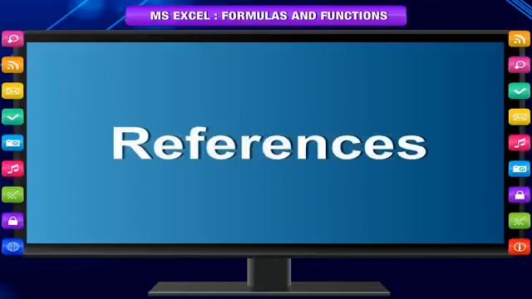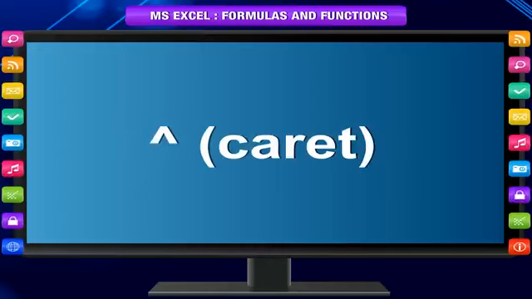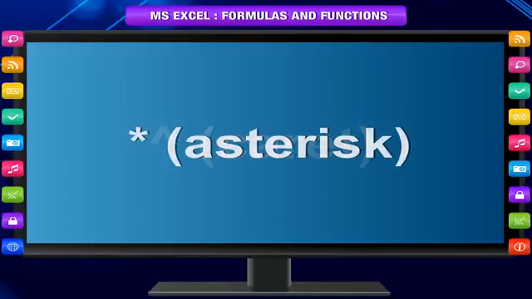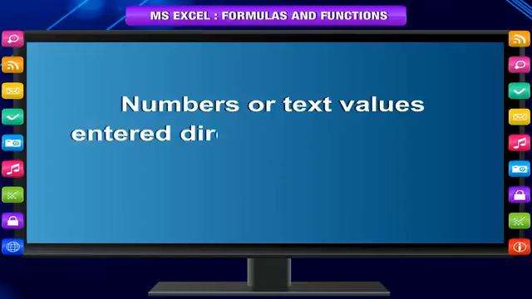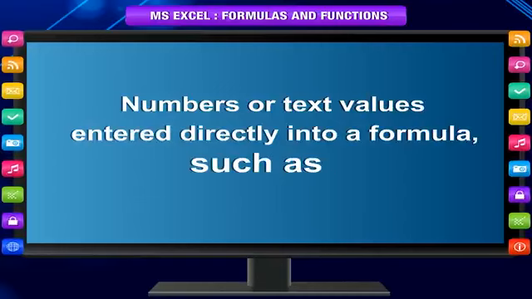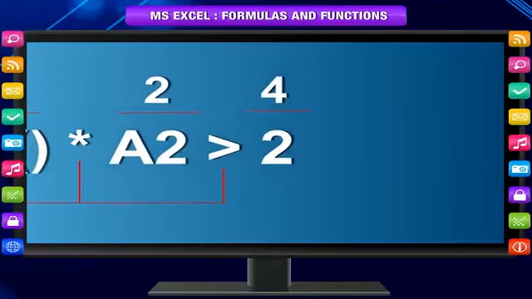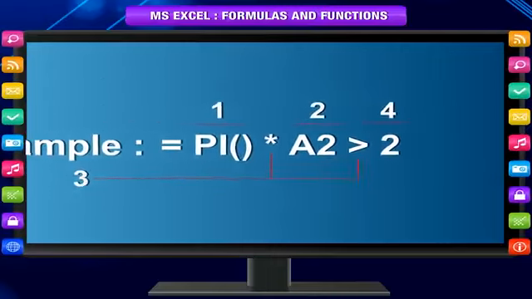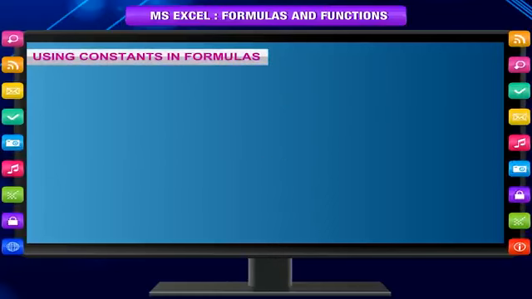2. References: A2 returns the value in cell A2. 3. Operators: the caret operator raises a number to a power and the asterisk operator multiplies. 4. Constants: numbers or text values entered directly into a formula, such as 2. The value of the cell A2 will be raised to the power 2 and will be multiplied by the value of pi.